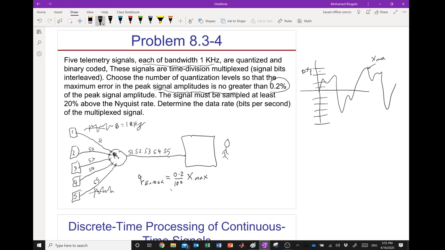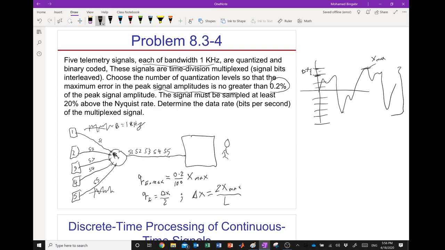Well, we know quantization error equals delta x over 2. This is delta x here, this is the level width, and it's half of it. And also we know delta x equals, if this is x max and this is negative x max, so the range here will be 2x max divided by the number of levels, gives us delta x. So I have these three pieces of information, 1, 2, 3.